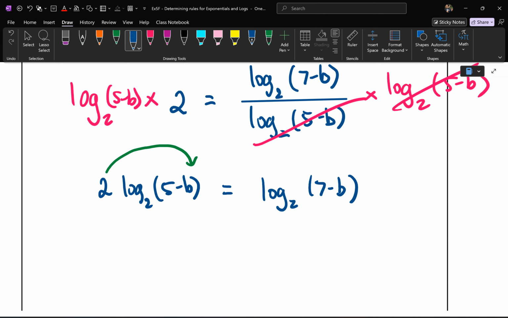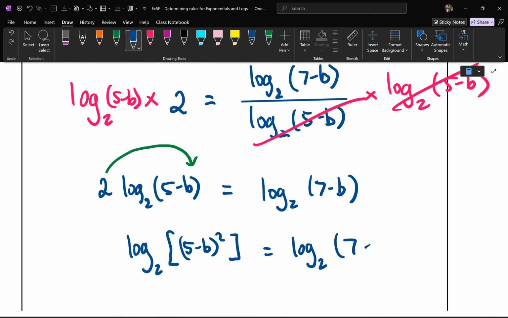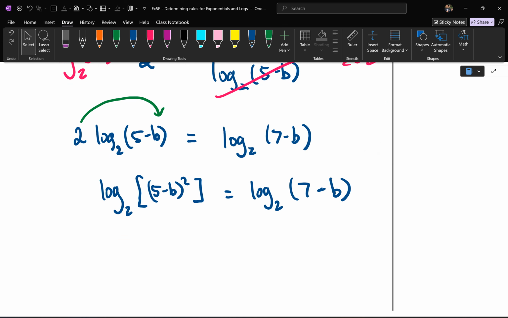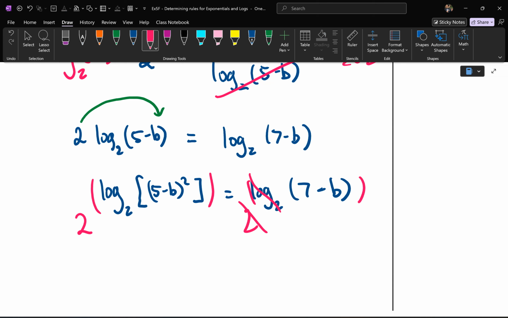So if you do that, you now get log base 2 of (5 minus b) all squared. I should use square brackets to show the difference. And that's equal to log base 2 of 7 minus b. Now, why do we like that? Because both sides have a log base 2. And if you want to get rid of a log base 2, the inverse of that is exponential base 2. So if I said 2 to the power of the left, 2 to the power of the right, these two are inverses. So you essentially end up with a quadratic. I know examiners love quadratics, don't they? So here we go. (5 minus b) squared is equal to 7 minus b.